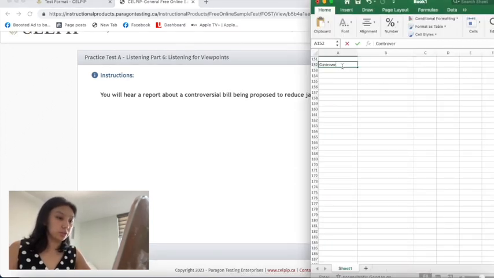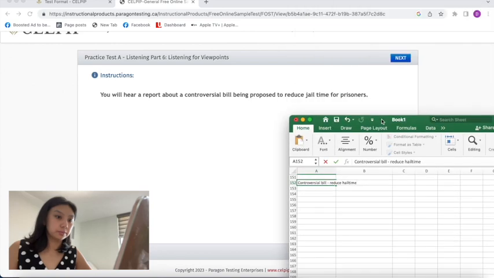So, controversial bill, reduce jail time. Prisoners. Okay.